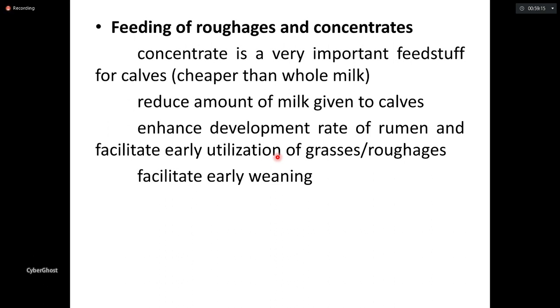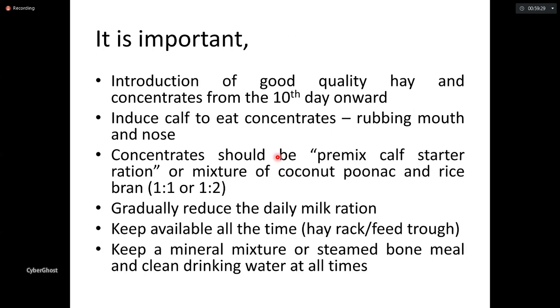But if we can wean them at least by 6 weeks, at least 2 months of age, right? What we can do is save a significant volume of milk and sell it and earn some money, right? Therefore, those things have to be considered when we are managing a dairy calf, right?